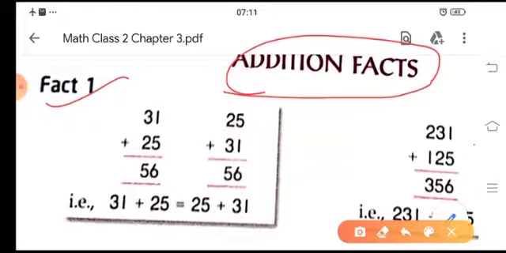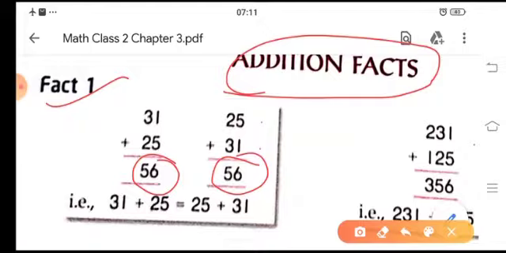31 plus 25 will get 56. Again here, 25 plus 31 will get 56. So children, if we add 31 plus 25, then we'll get 56. Either we add 25 plus 31, we'll get the same number. So if we change the position or the order of the numbers, the total sum will be the same. There is no change in the total sum.